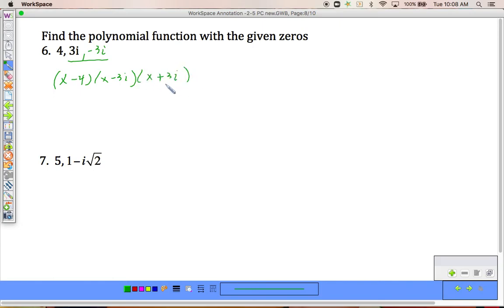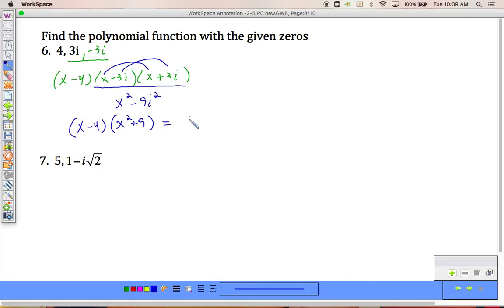And then I'm going to FOIL. To make my life easier, I'm going to FOIL these two. These are a difference of squares. That's what a conjugate pair is, a difference of squares. So I don't have to do all of it. I only have to do the first and the last, which is x squared minus 9i squared, which, i squared changes the sign. I get x squared plus 9 times my x minus 4.